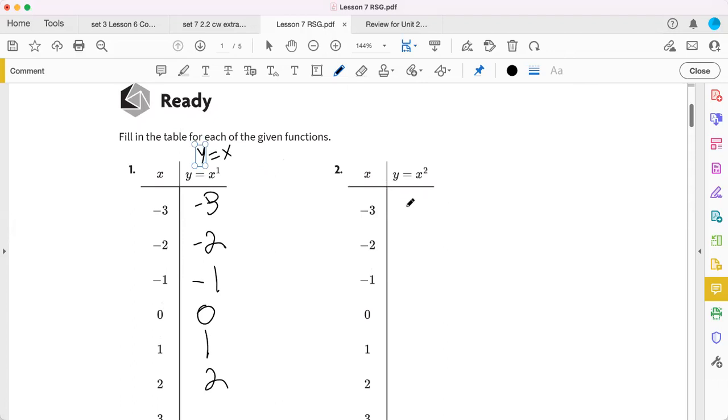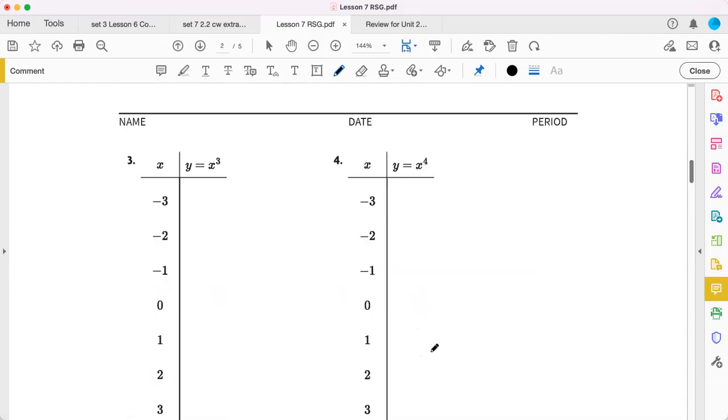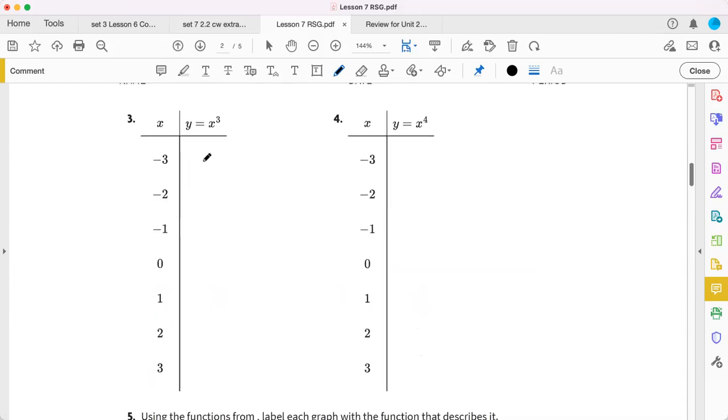Now squaring x, so now getting +9. -2 times -2 gets you +4. +1, 0, and then rinse and repeat. So those tables, just plug and chug, really. You get some x cubed now.